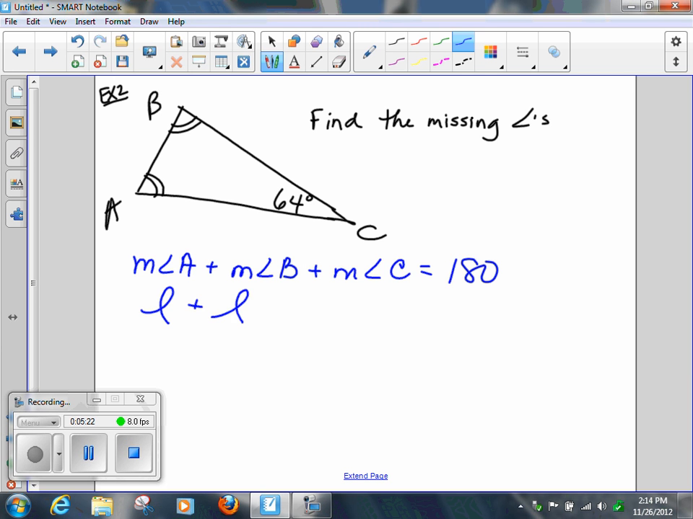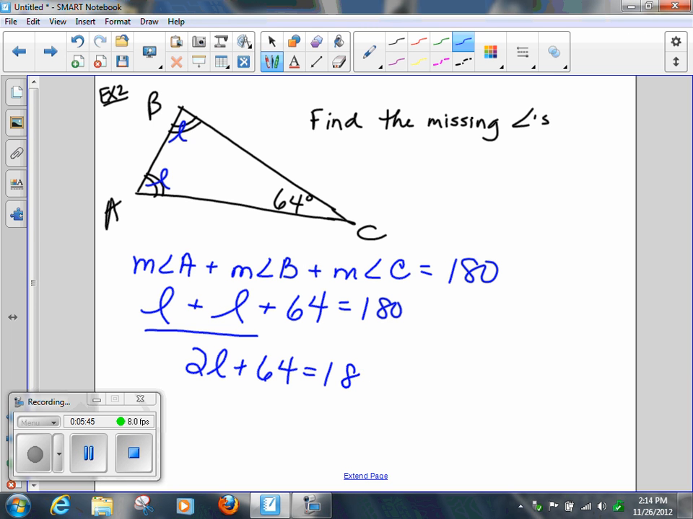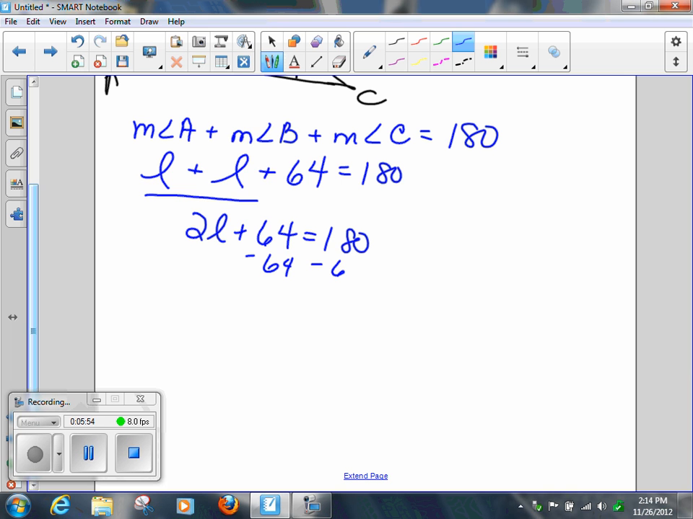So L plus L plus 64 is equal to 180. You guys agree with that? What's L plus L? 2L. And then what do we do? Subtract 64. Because now it's just an algebraic equation, isn't it? 180 minus 64, 116. And then we're going to divide by 2.